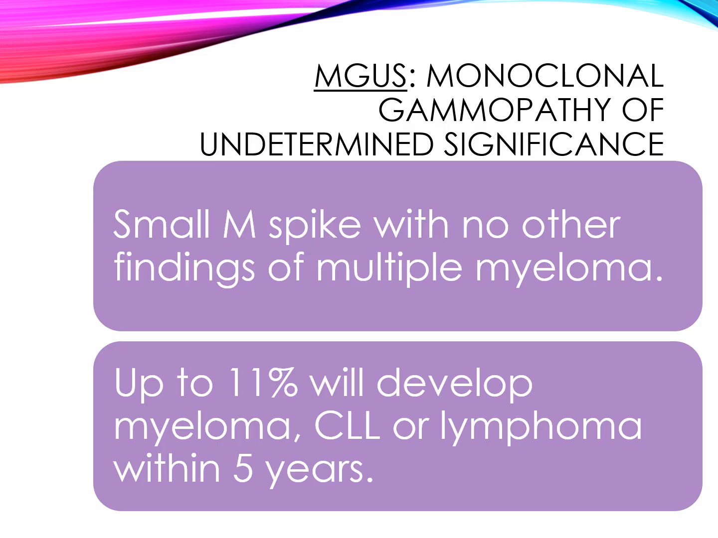However, up to 11% of patients who have this monoclonal gammopathy of undetermined significance will develop multiple myeloma, CLL, or some type of lymphoma within the next 5 years. So this is kind of suspicious.